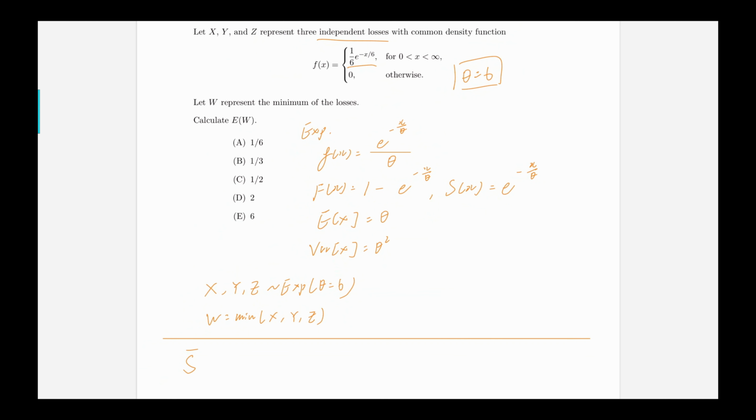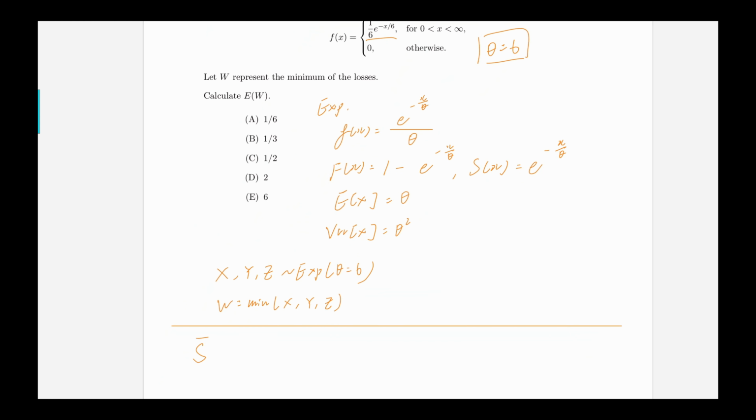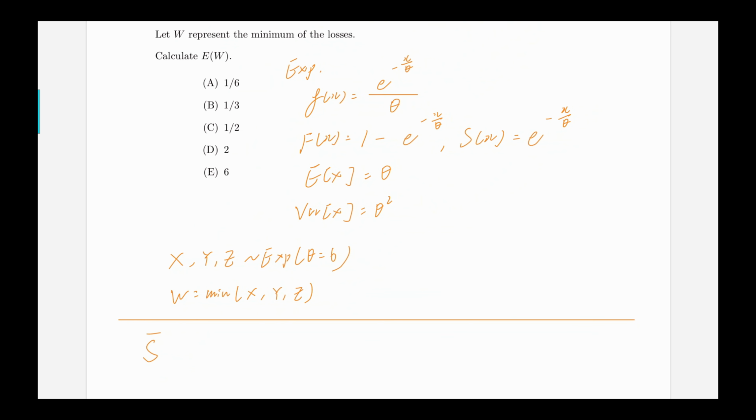So we don't know whether w is exponential yet, but we're going to show that it is indeed an exponential function. And how do I do that? Let s bar be the survival function of w. So basically s bar of w equals the probability of W greater than some value w. And notice that w is simply the minimum value of x, y, and z. And what does it mean that the minimum value of x, y, and z is greater than w?